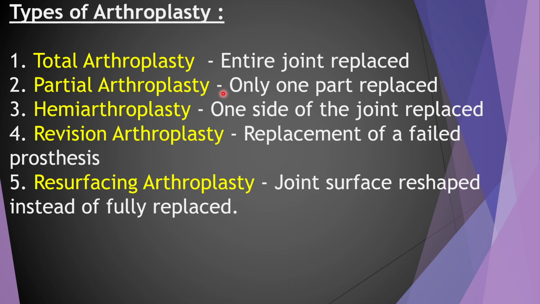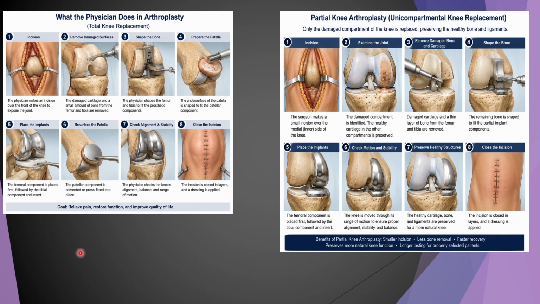Coming to partial arthroplasty, only one compartment or one part is replaced. In hemiarthroplasty, only one side of the joint is replaced. In revision arthroplasty, a failed prosthesis is replaced. And in resurfacing arthroplasty, the joint surface is reshaped instead of being fully replaced. Okay, so we'll see them one by one.